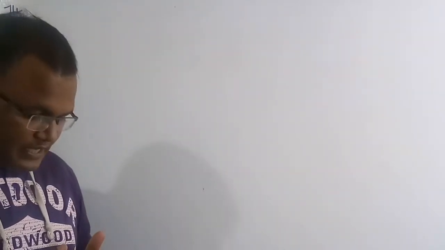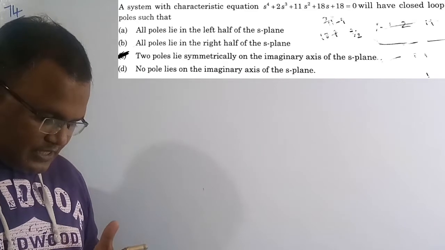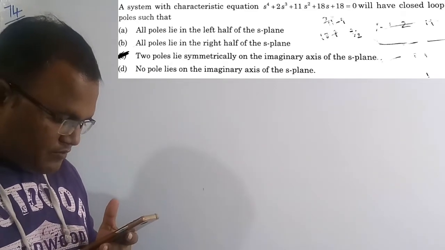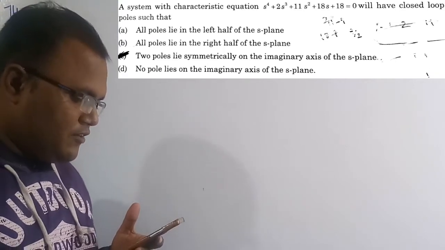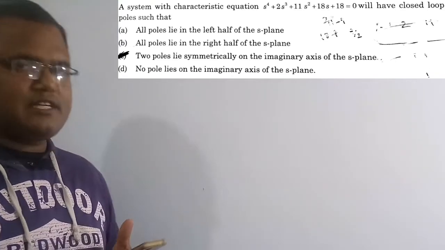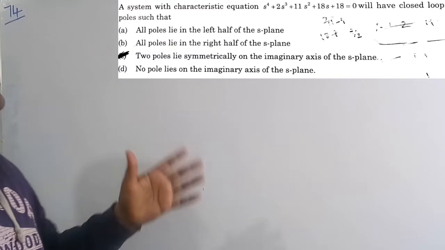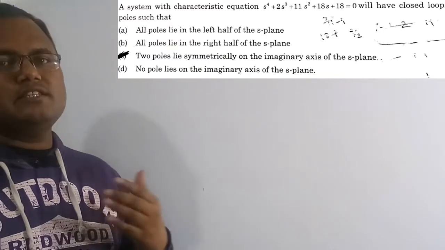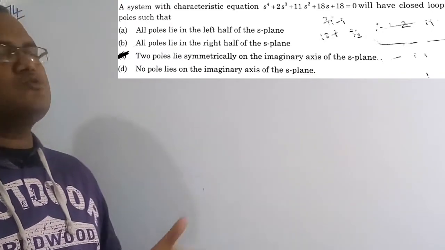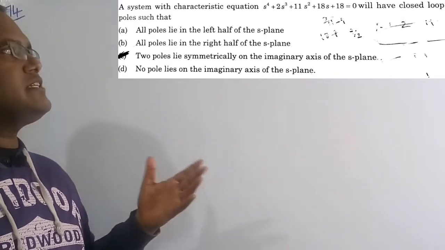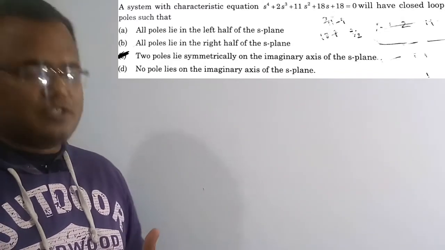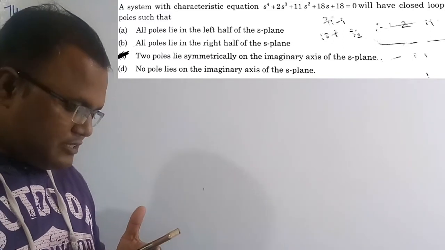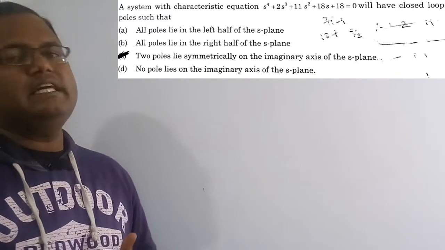So now we are going to solve the 74th question. See the question here. A system with characteristic equation s to the power of 4 plus 2s cubed plus 11s square plus 18s plus 18 equal to 0 will have the closed loop poles such that. So in this question they have given a characteristic equation, and they are asking about the nature of the closed loop poles, on what axis they are going to lie. Out of all these options, option C is the correct solution of this question, which is the two poles lie symmetrically on the imaginary axis of the S-plane.